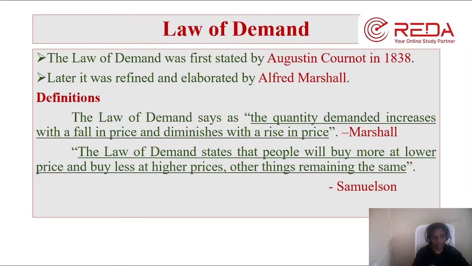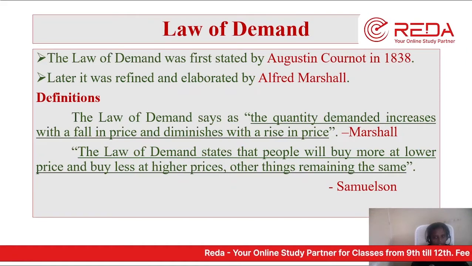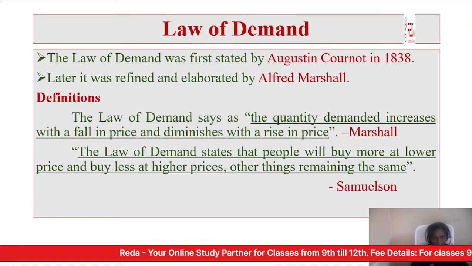It is nothing but people's willingness to purchase less of a commodity when the price is very high, and also when the price is very low, people demand more commodities. Other things remaining the same: what he is mentioning as other things are other economic factors like income, time period, taste and preference of the consumer. All those other remaining economic factors he is mentioning, and he is agreeing with Marshall's definition of demand.